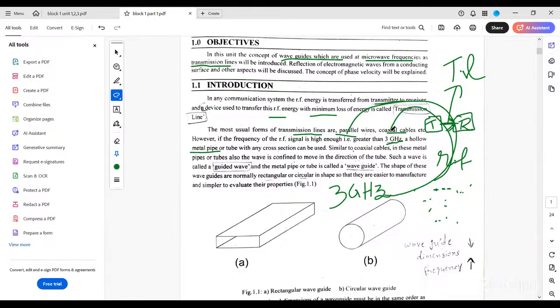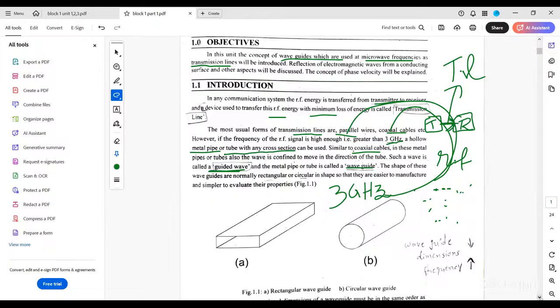Suppose the radio frequency signal is greater than 3 gigahertz, then we will use a metal pipe or tube with any cross section. In some cases, we use coaxial tubes. Also, for wave transfer, two terms are used. The wave is called a guided wave, and that through which we are transmitting is called a waveguide. Suppose we pass signals using a coaxial cable, then that coaxial cable comes under a waveguide. Whatever wave we are sending is called a guided wave.